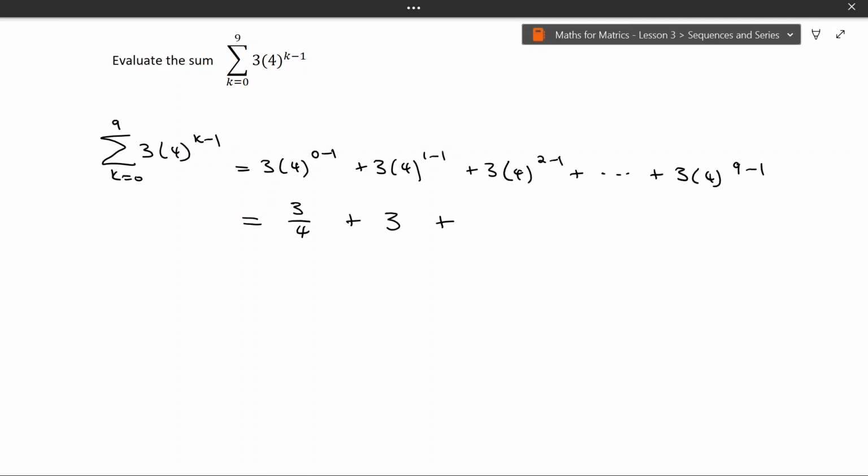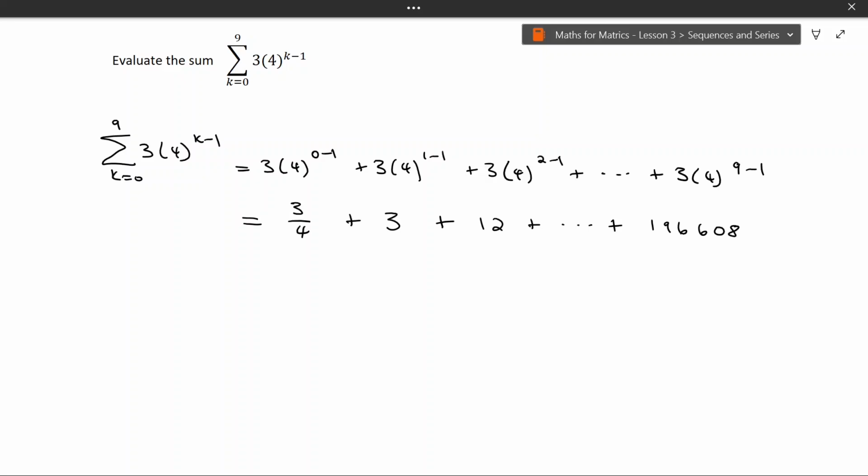2 minus 1 is equal to 1, and 4 to the power of 1 is 4, so we have 3 times 4 and it is equal to 12. Therefore, T3 is equal to 12. 9 minus 1 is 8, and 4 to the power of 8 is 65,536. 3 times 65,536 is equal to 196,608. Therefore, the last term is equal to 196,608.